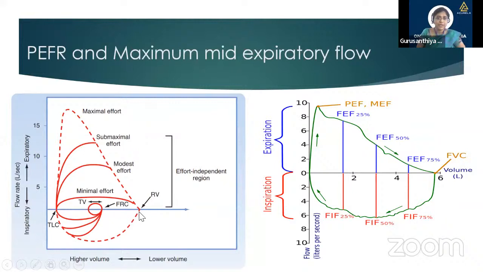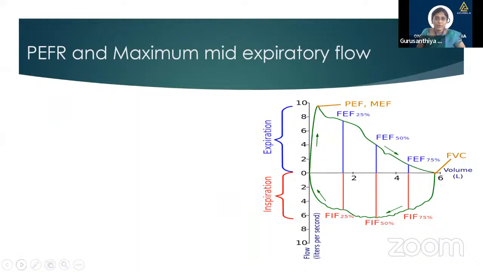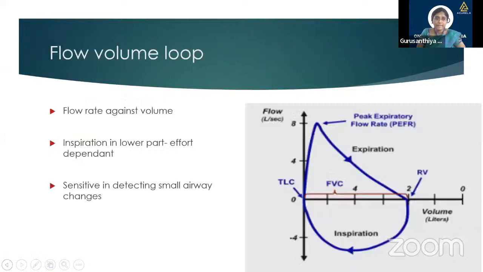So here the patient is maximally inhaling to total lung capacity. So in the x-axis, whatever it is at this junction is the total lung capacity, and then the patient is exhaling maximally deep to the residual volume. So at this point, it is the residual volume. As you can see in this graph, this 2 liters is the residual volume. This, here it's 6, so 6 liters is the total lung capacity.